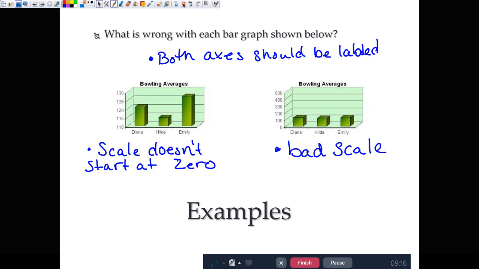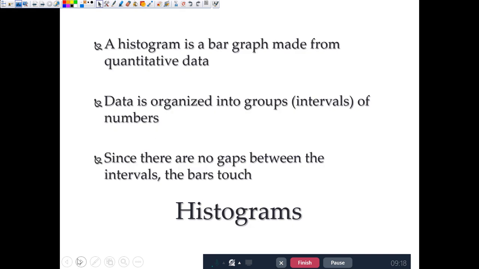So let's talk about our histograms. So a histogram is a bar graph made from quantitative data. Data is organized into groups or intervals of numbers. Since there are no gaps between the intervals, the bars touch. Okay, so that's the really main difference, and the huge difference here, that the bars touch because it's a range of data.